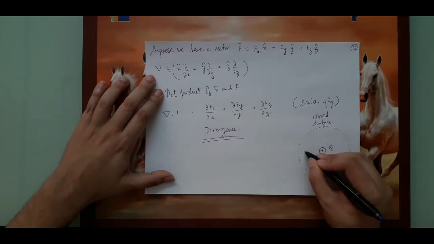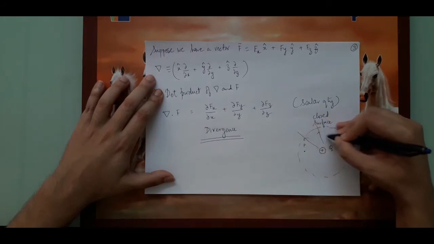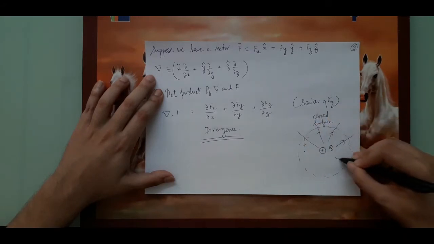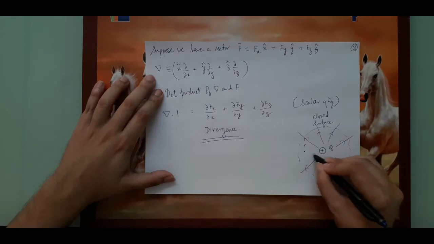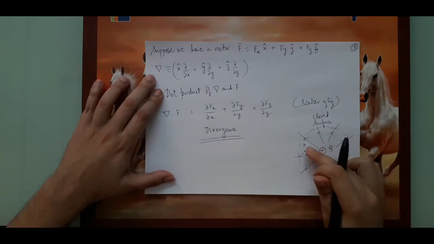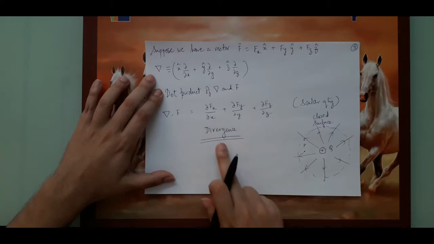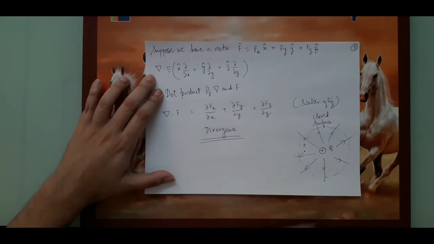I can define any point on the surface, let us say P. The electric field might look like this. So the divergence at point P is nothing but the flow indication of this vector per unit volume. Why I am saying volume is because this is a closed 3D surface.